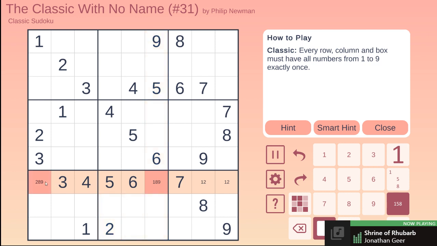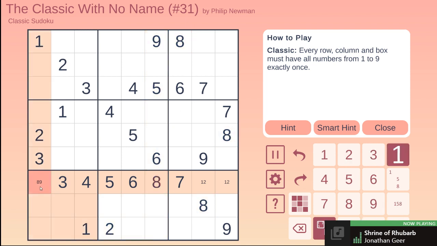Which means this is a 1-2 pair. So this cannot be a 1. This cannot be a 2. Thus making this an 8-9 pair. Well, this can't be a 9 because there's a 9 watching it. So this has to be an 8. This has to be a 9. This stays a 1-2 pair until we find a way to deal with it. That's very good.